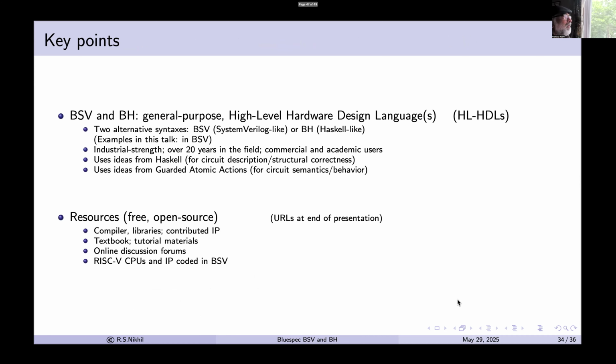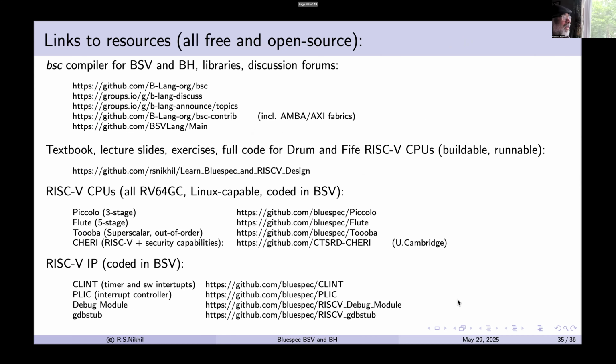So repeating what I said earlier, these are the key points. And there's a slide here which has all the various links to compilers, online discussion topics. I have a textbook that I've written on BSV and designing a simple pipeline RISC-V CPU called Fife. You can find that on this website. There's lots of IP available, all free and open source on the web.